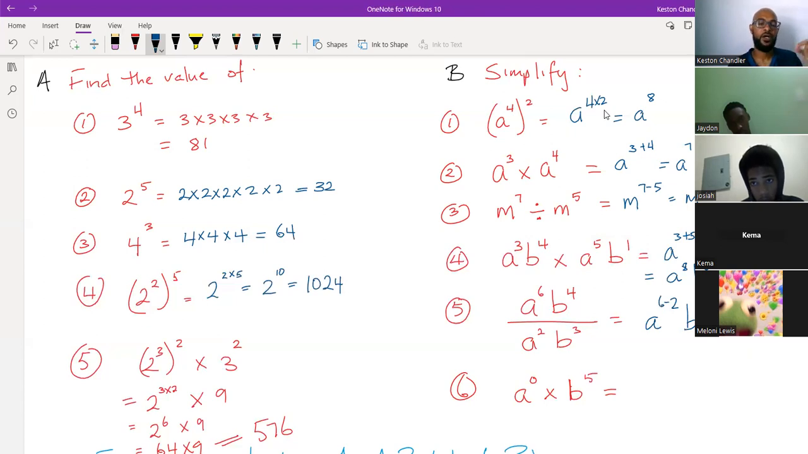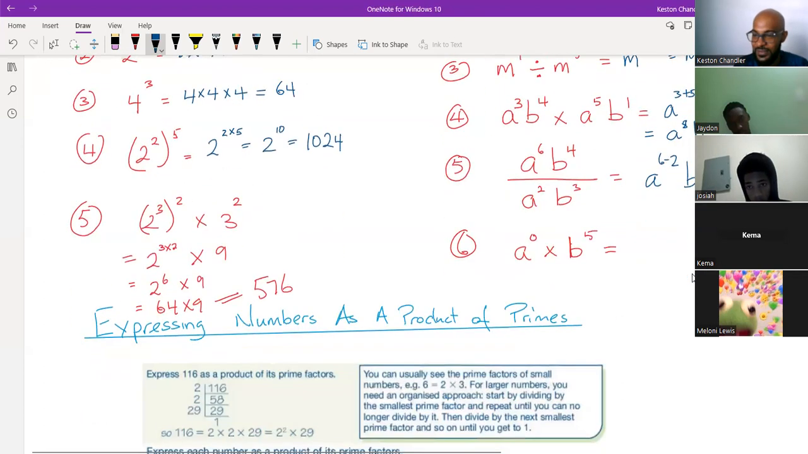Now that gives me A to the power of 4, B to the power of 1. But when we have a letter raised to the power of 1, we just write the letter. We don't need to write 1 on top. Here, anything raised to the power of 0 is 1, multiplied by B to the power of 5. And 1 times B to the power of 5 is going to give us back B to the power of 5.